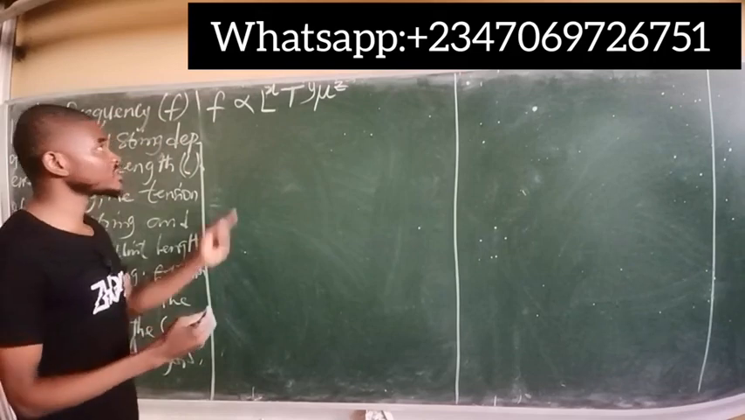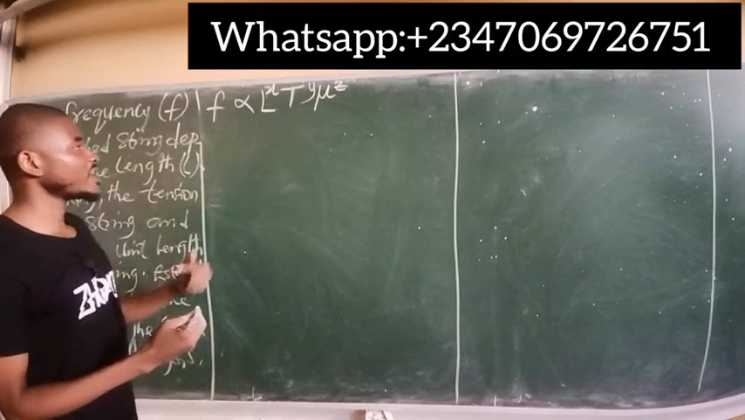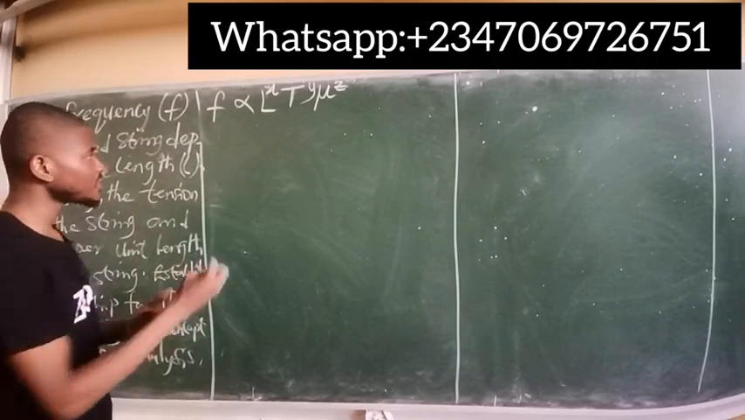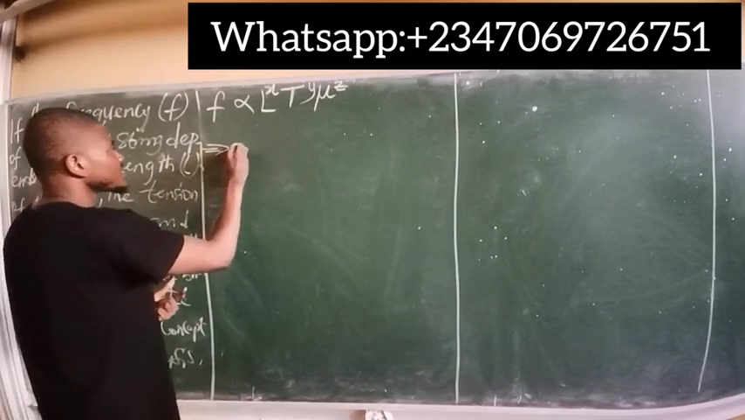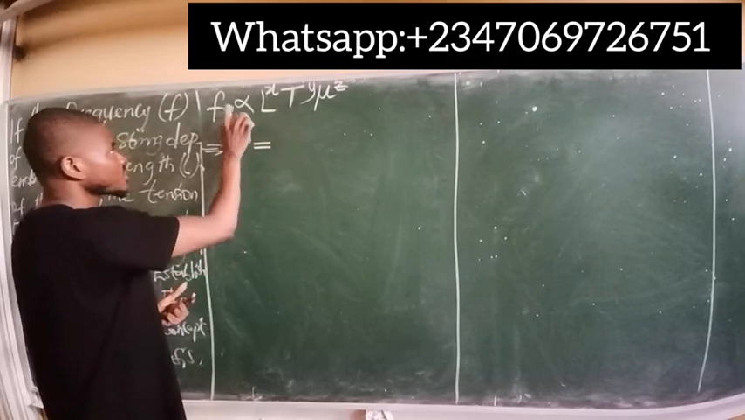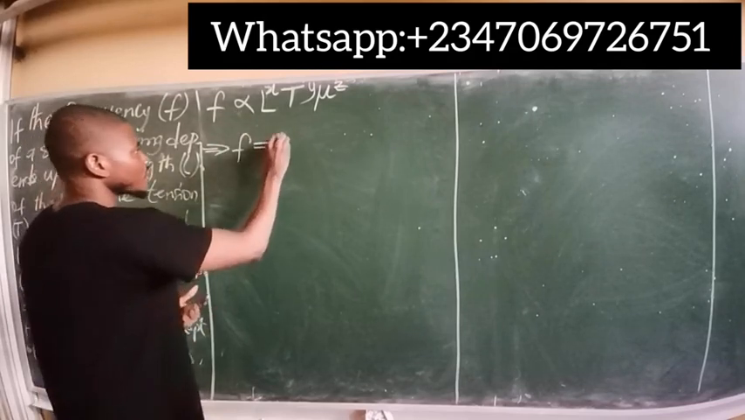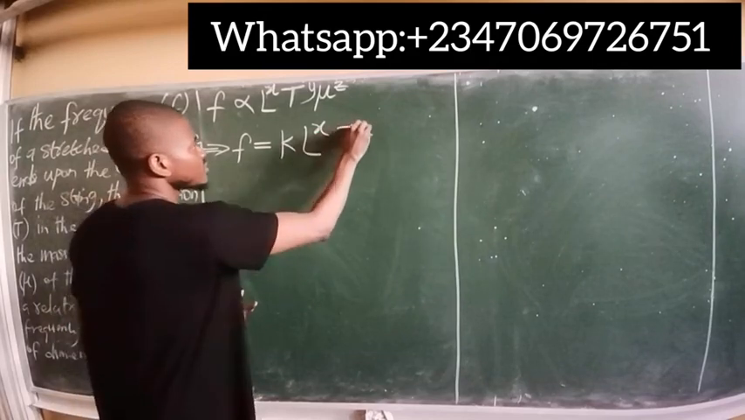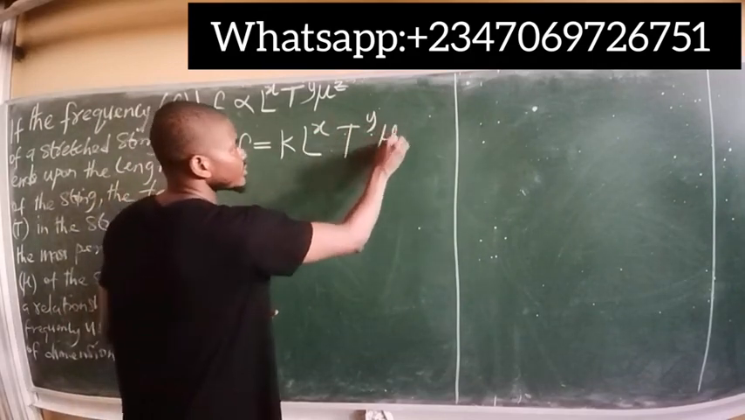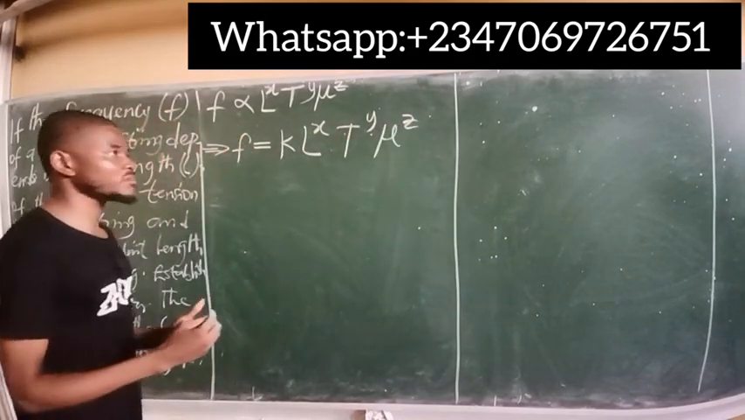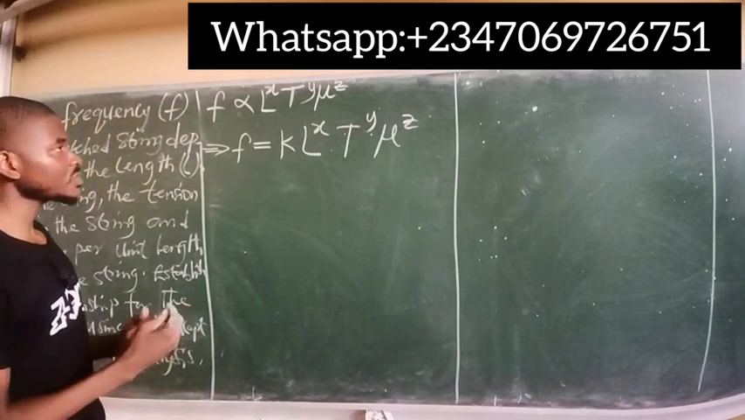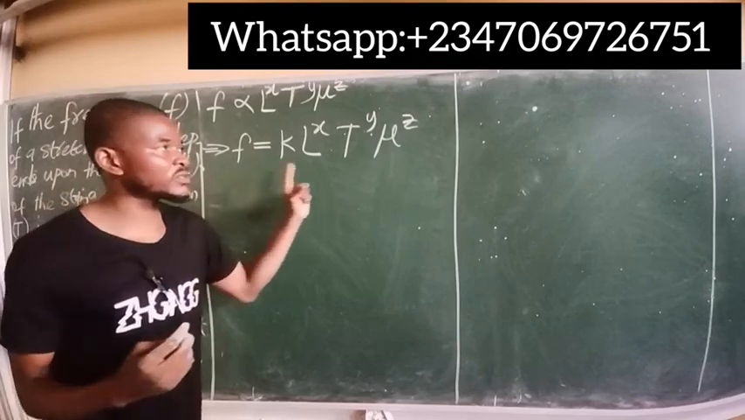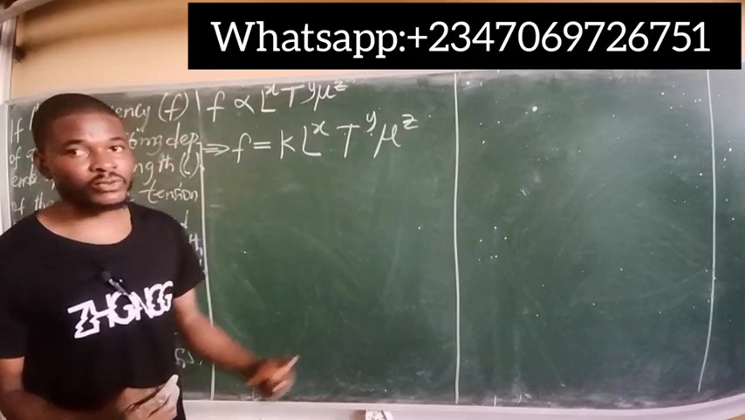And then next, I said is to remove the proportionality sign. Whenever you remove the proportionality sign, you introduce a constant. So this implies that the frequency is now equal to k, L to the power of x, T to the power of y, and mu to the power of z. So the third step is to write the dimension of all the physical quantities given to you here.